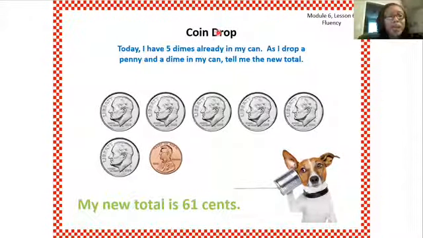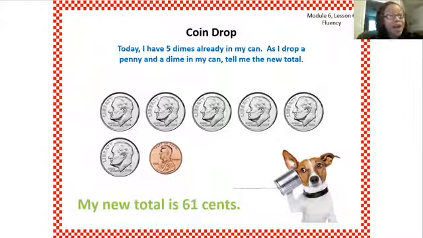If you need help, grab a can of coins or a jar of coins from around your house. I found some in my sofa and in the car. And practice counting. Counting money is very important and will help you out when you go to the second grade. 61 is definitely greater than the 50 that we started with.